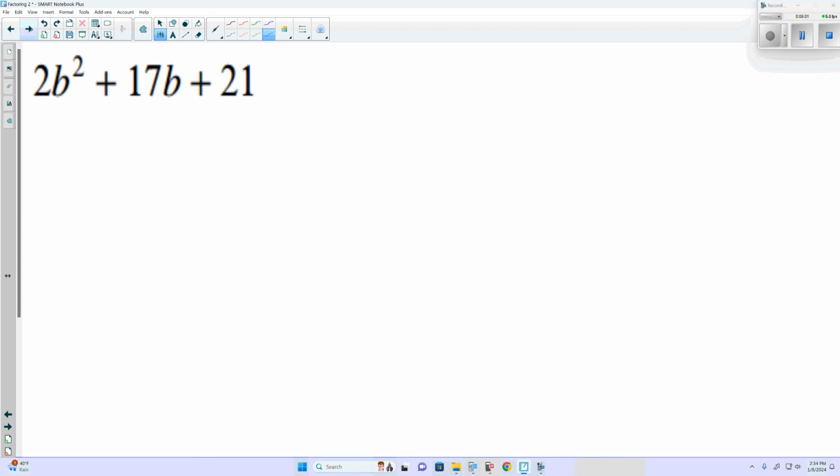Let's look at the next one. 2b squared plus 17b plus 21. Is there a greatest common factor? No, so we can move on to our second step.